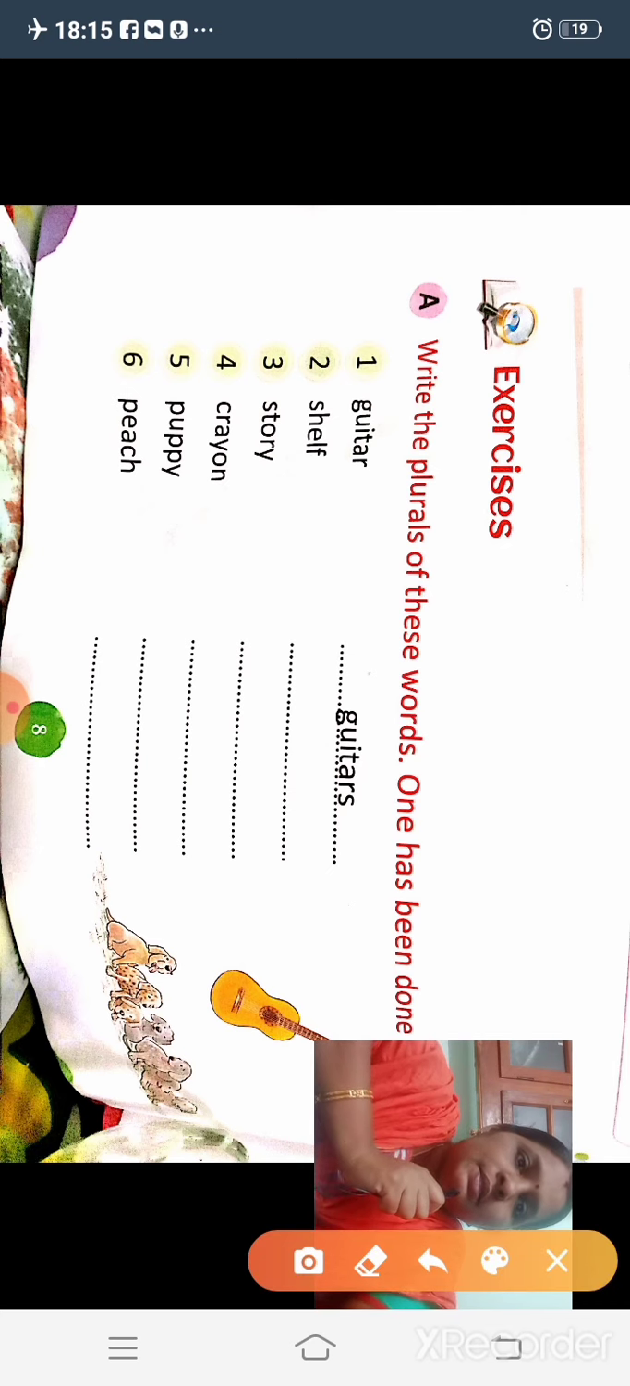So look at here, some words are given here and we have to change those singular nouns to plural forms. First one is done for you, guitar, guitars. Shelf, second word is SHELF. Remember that rule. That rule, what? A word that ends with the letter F, we have to add VES at the end to make it into plural. So shelves, plural, shelves.